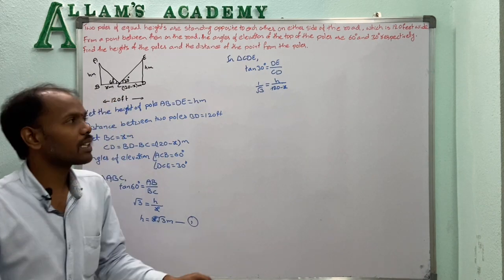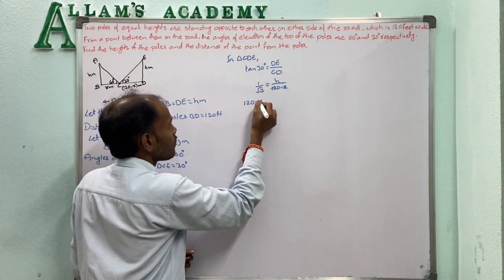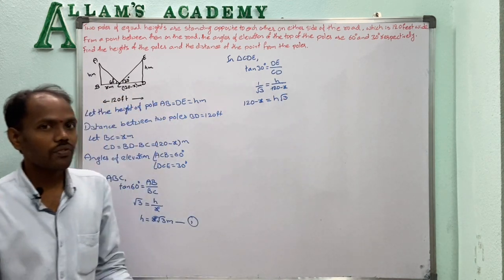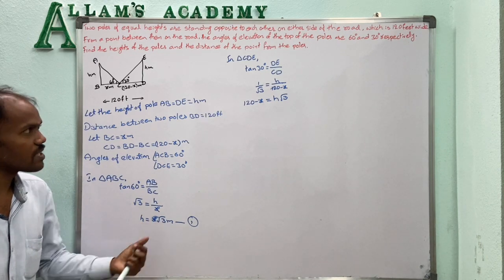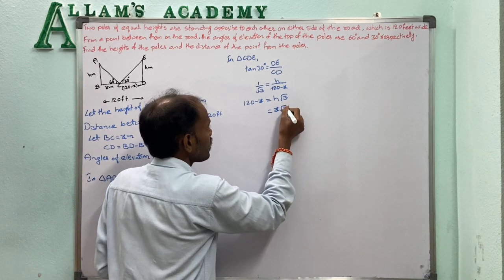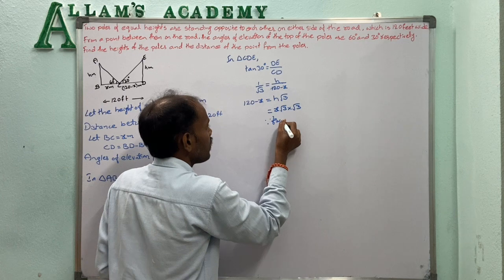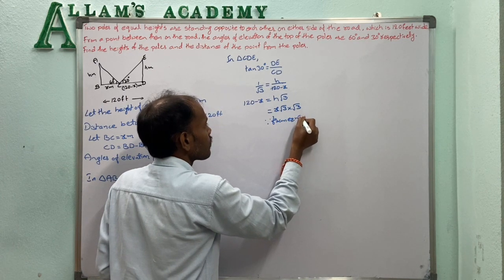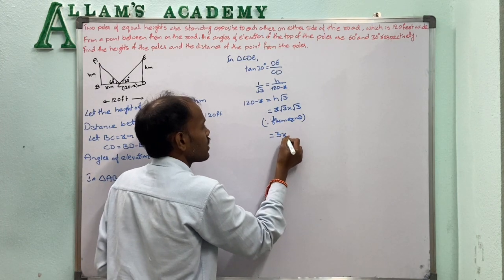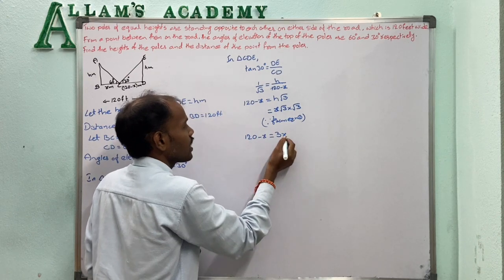By cross multiplication, 120 minus X equal to H into root 3. From the first equation, H value is X root 3, that we will substitute. So X root 3 into root 3, since from equation 1. Now root 3 into root 3 equal to 3. So X into 3, that equal to 3x. 120 minus X equal to 3x.